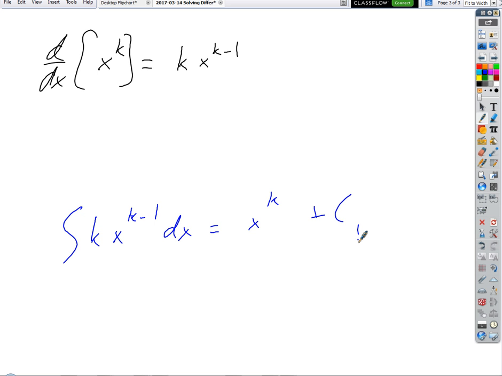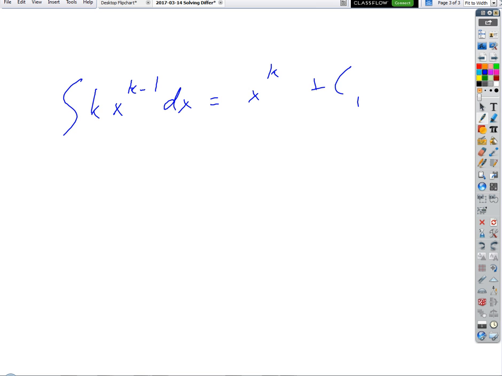What are the odds that we're going to have just the right value of k stuck inside that derivative rule? None. What we want to have instead is an integral rule that looks like this. We'd rather have one that says the integral of x to the n dx, or the antiderivative, equals what?